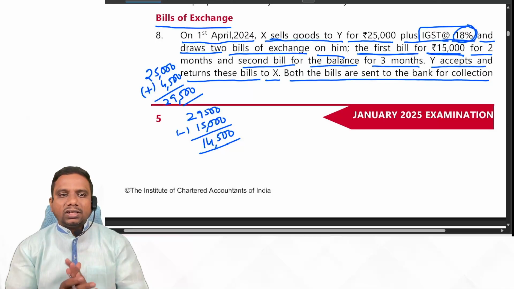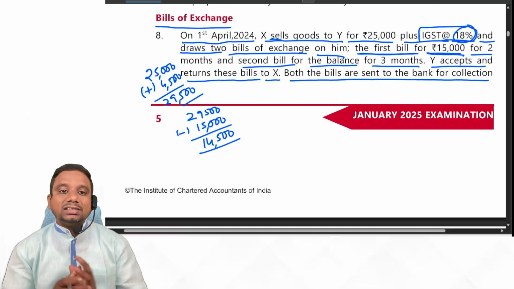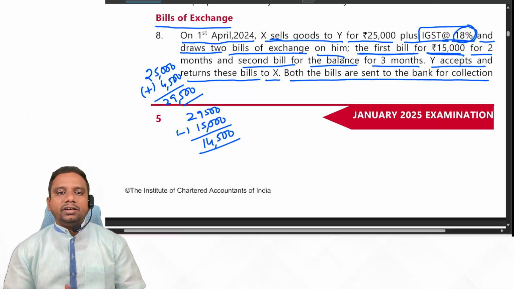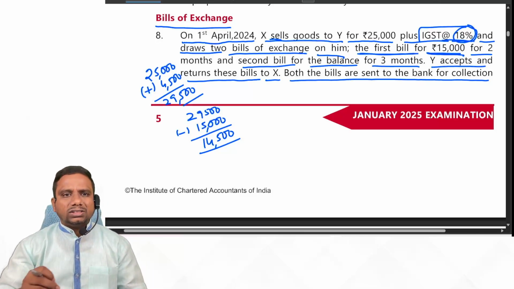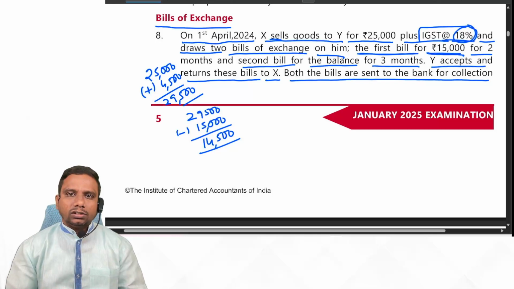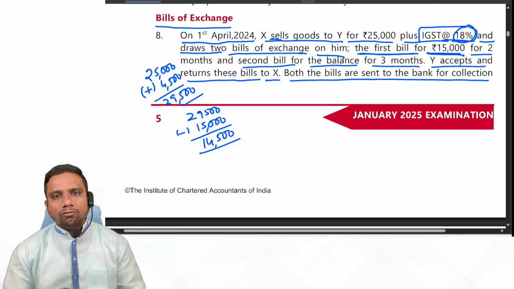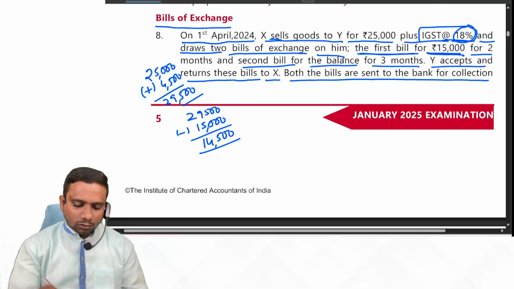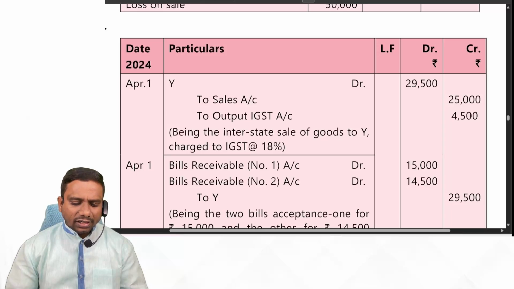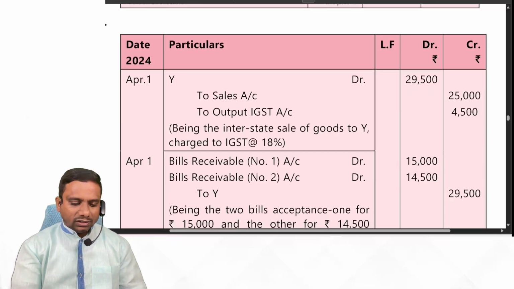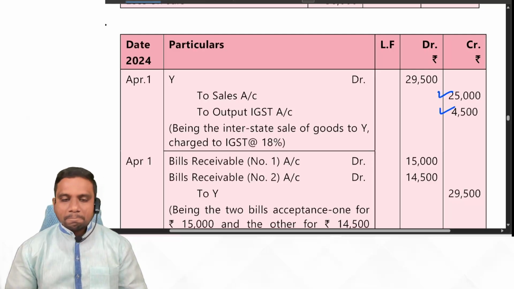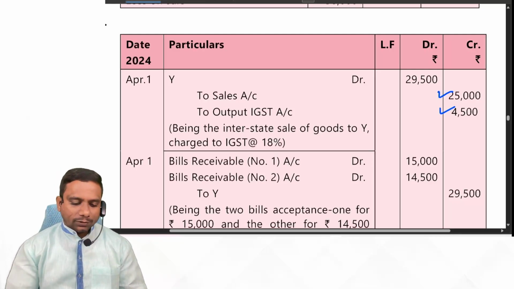What is the first transaction? The sale transaction. So we record the entry for sales first. What is the entry for sales? Y account debit, to sales account 25,000, to output IGST account at 18%, 4,500. Okay, this is the entry: Y account debit, to sales account, to output IGST account. Hope you understood. Next one.